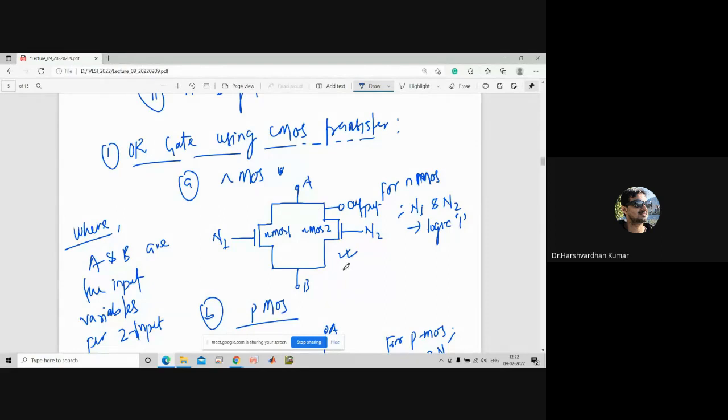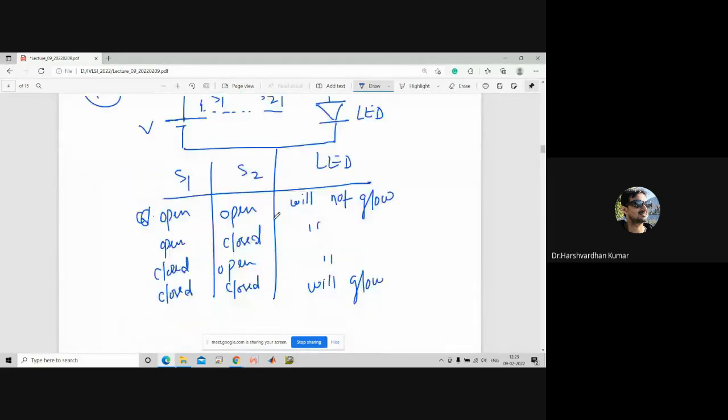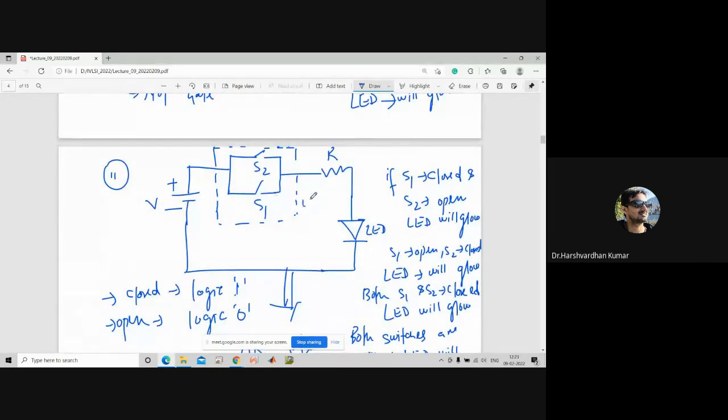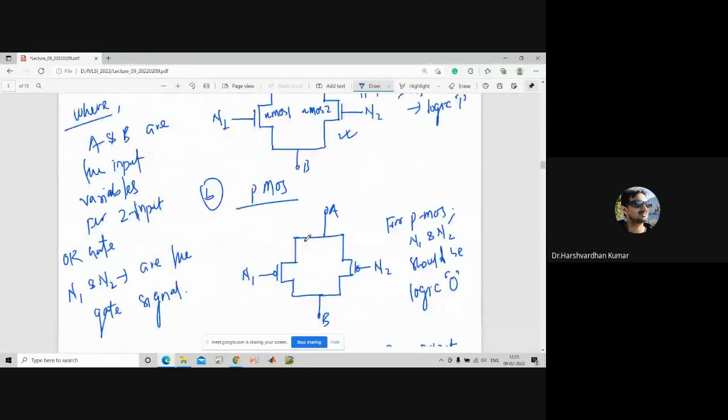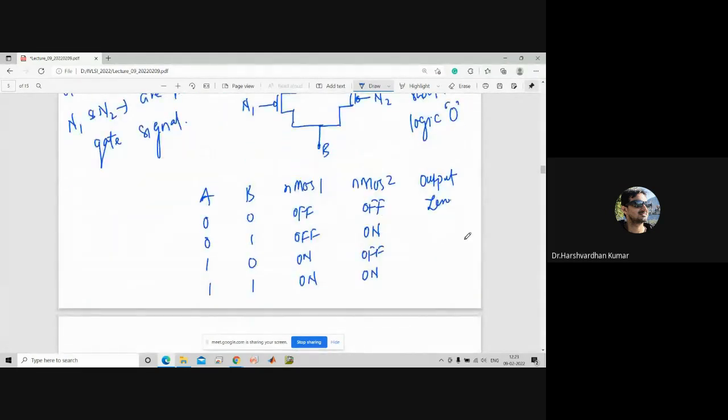So what will happen to the output? Just correlate with these switches, these configurations. Let us say this switch S1 is closed and S2 is open. Then in that case, you will get output in the circuit. If any one is closed, then you will get the output, right? Yes, sir. So for these parallel configurations, you will get output here.